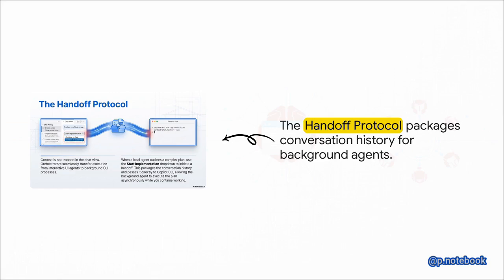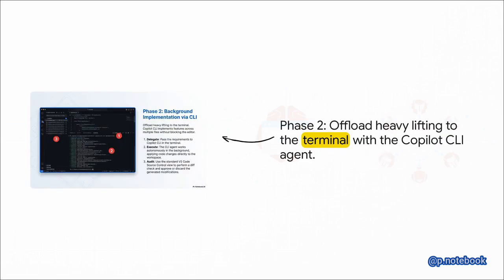Instead of losing all that context from your chat, you bundle it all up, the whole conversation history, and pass it straight to a background CLI agent. It just picks up right where the other one left off. This is the glue holding your AI team together. And once that handoff is done, we're into phase 2.